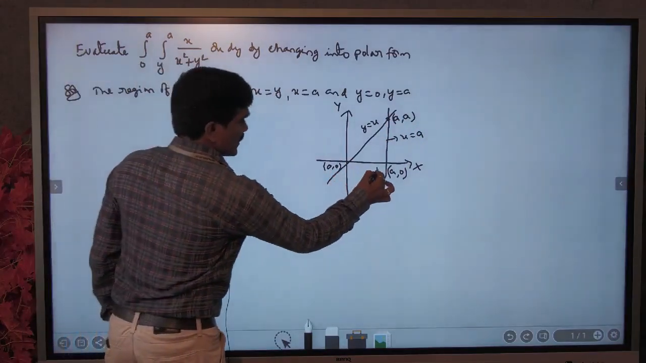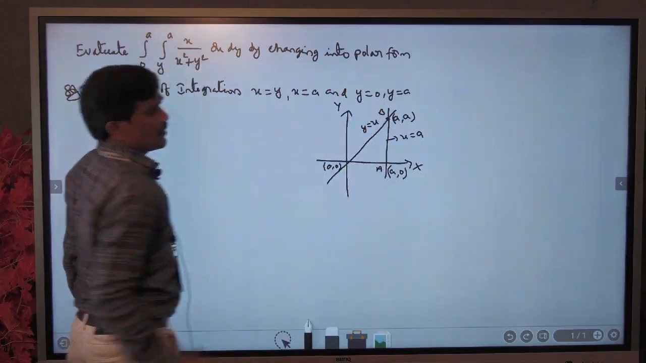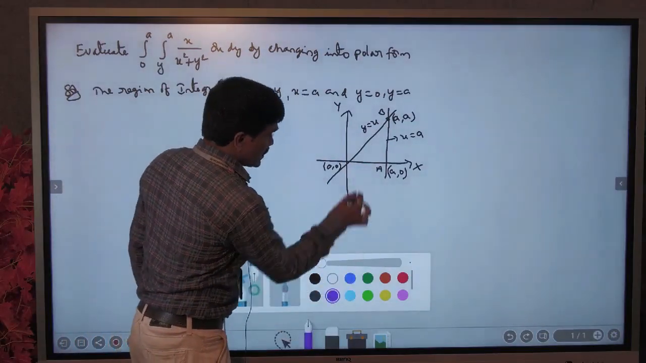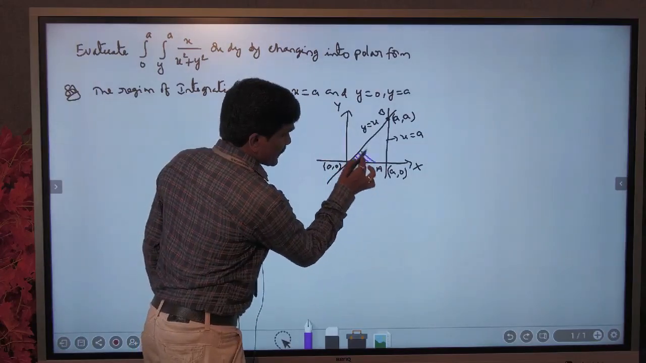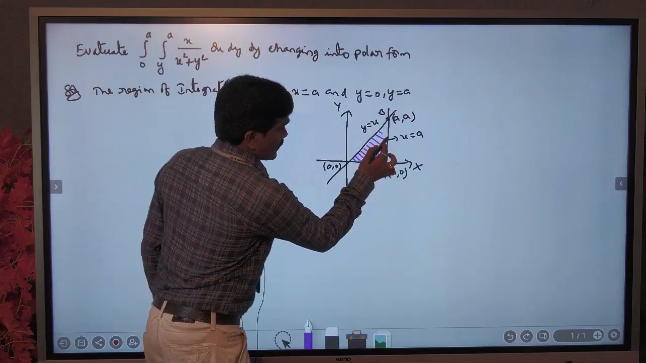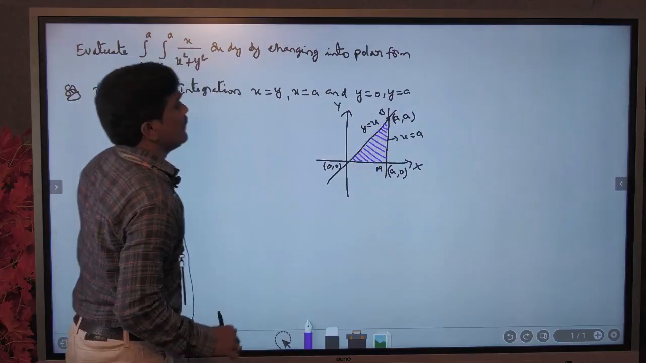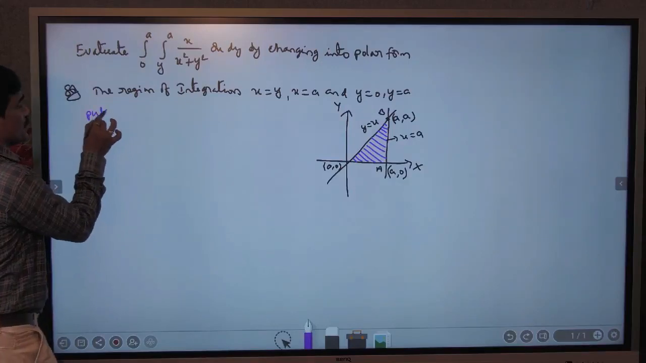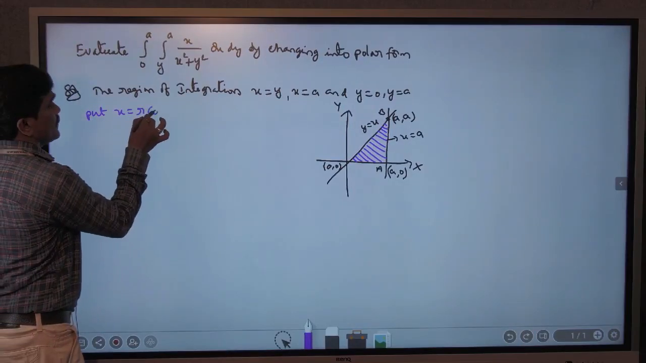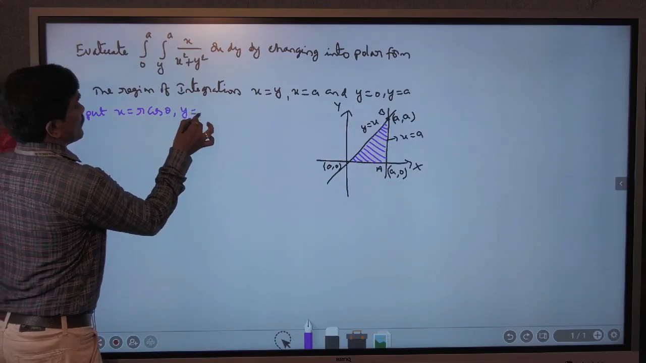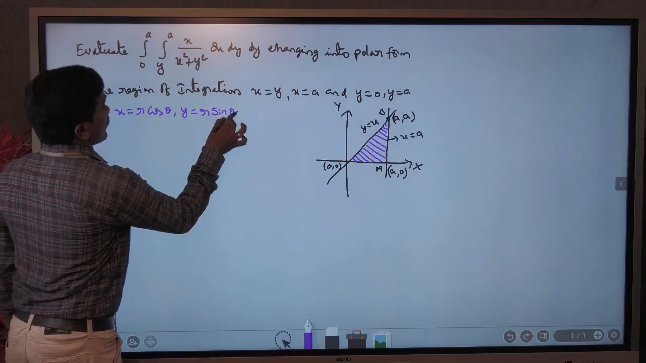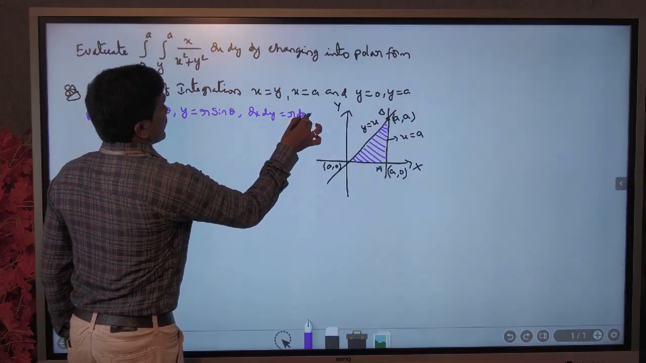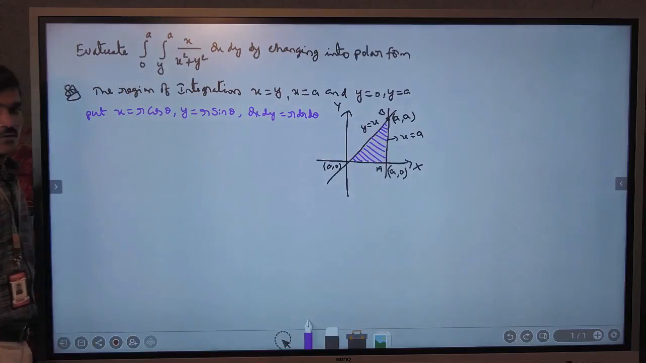Now let it be a and this is b. What is the required region? So here the required region is this, okay, right. Now here we have to change into polar form. Then how to change it? By substitution. Put x is equal to r cos theta, y is equal to r sin theta. So here dx dy is r dr d theta, right.